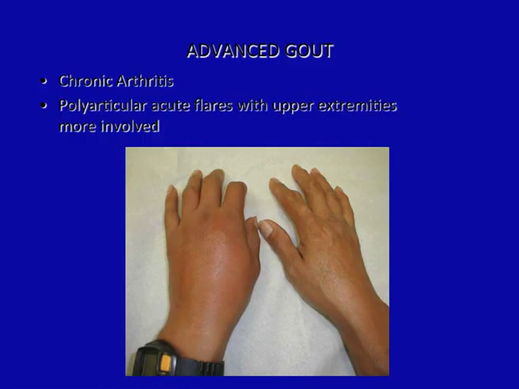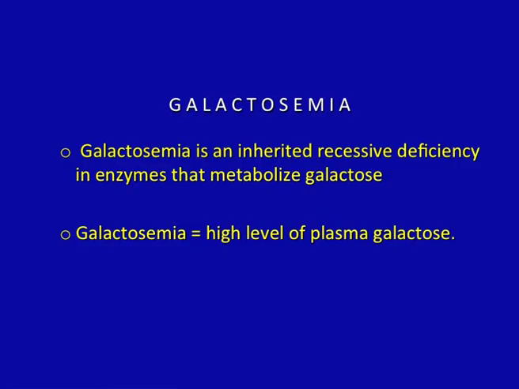And this is the advanced condition of gout, where you can see severe swelling in the hands as well as in the joints. All this is because of urate crystal deposition. The most important carbohydrate metabolic disorder is galactosemia. Galactosemia is also an inherited disorder, an inherited recessive deficiency in enzymes that metabolize galactose.